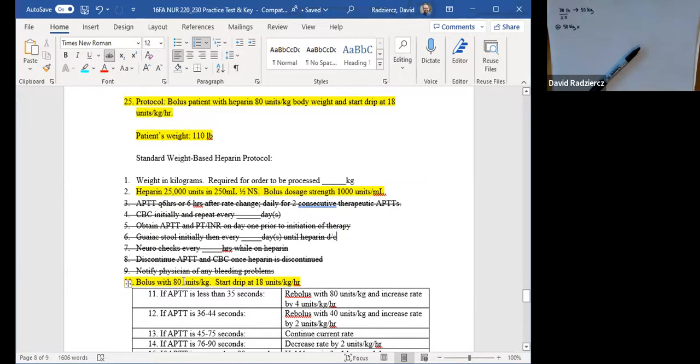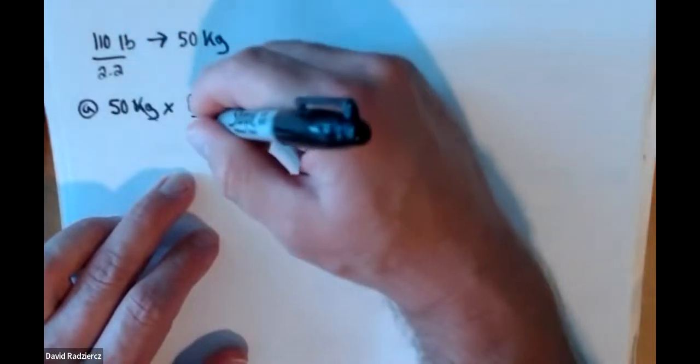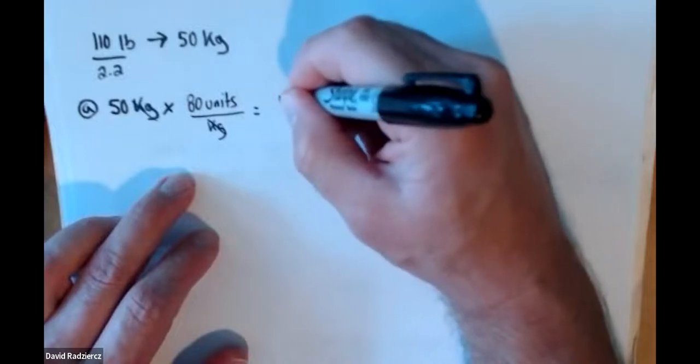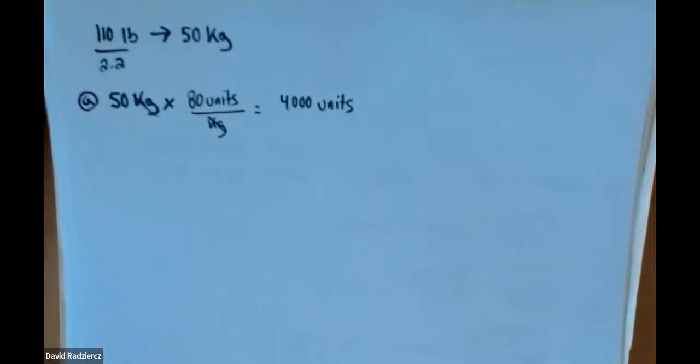Okay, so 80 units per kilogram, that is our bolus dose. Let me go back to this. 80 units per kilogram, and I'm going to get 4,000 units. So my bolus dose is 4,000 units. However, it doesn't ask for units. The question says, how many milliliters will you prepare for the bolus?